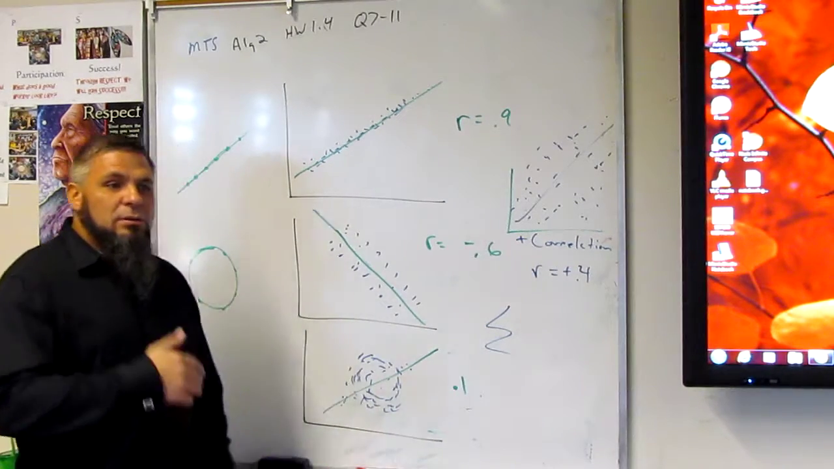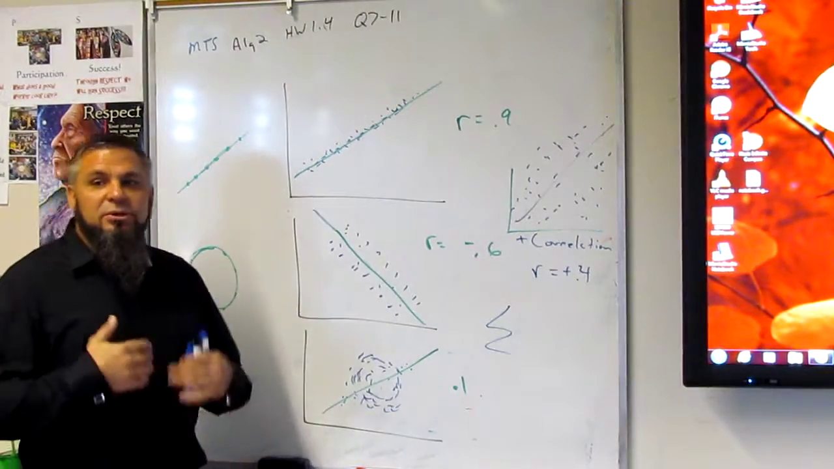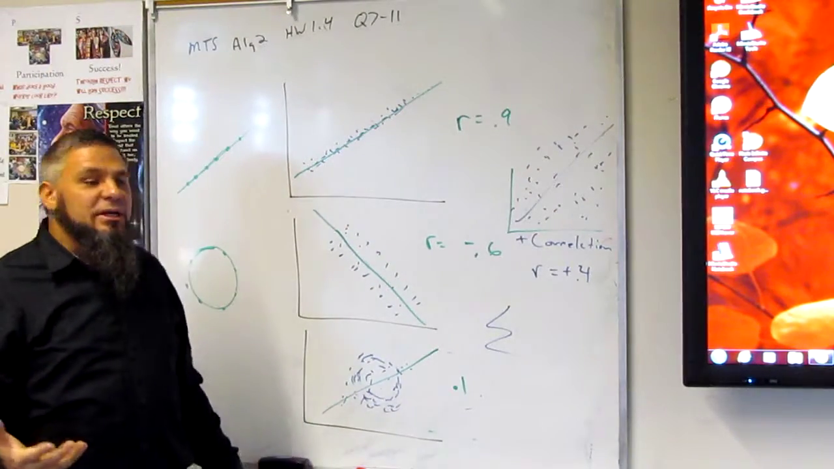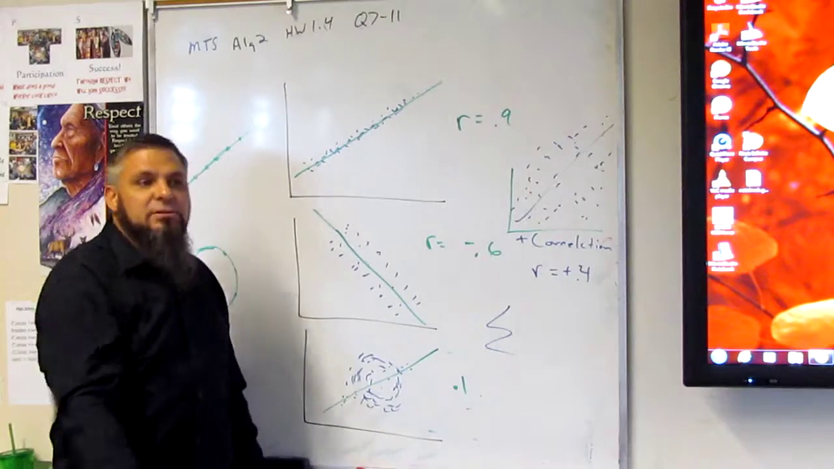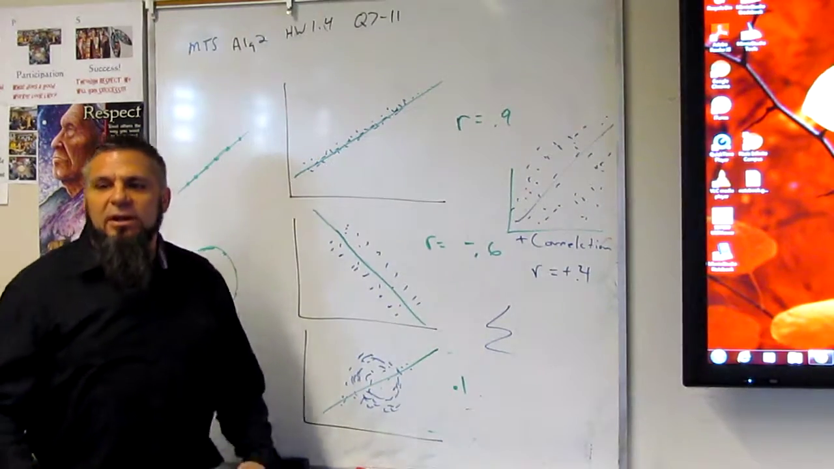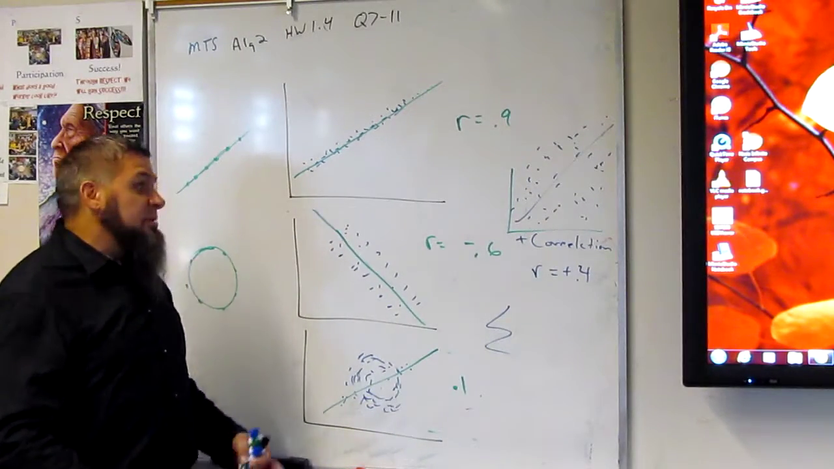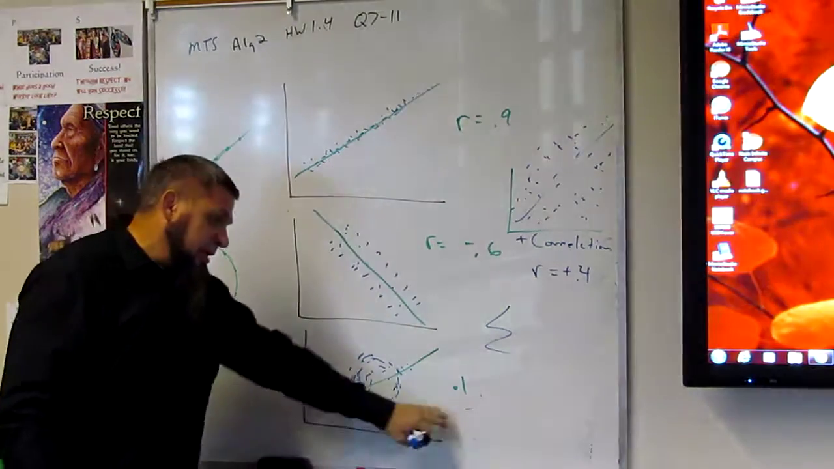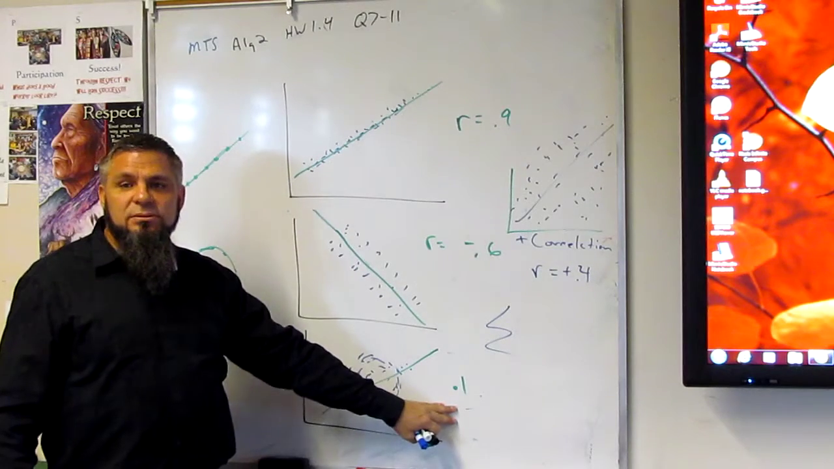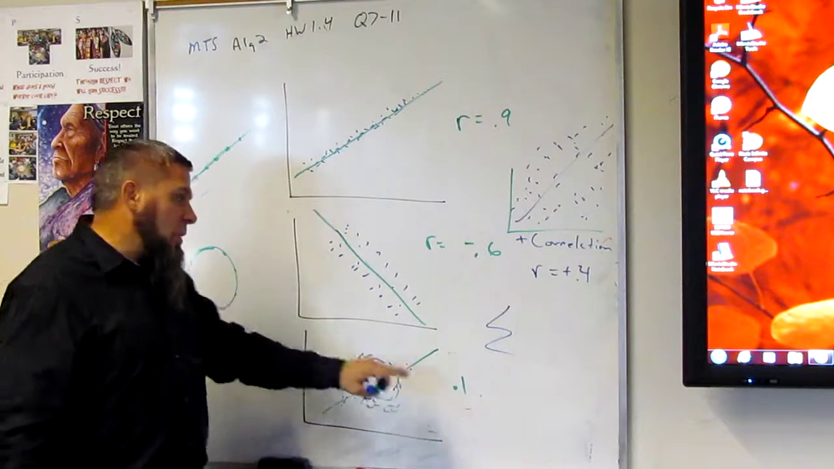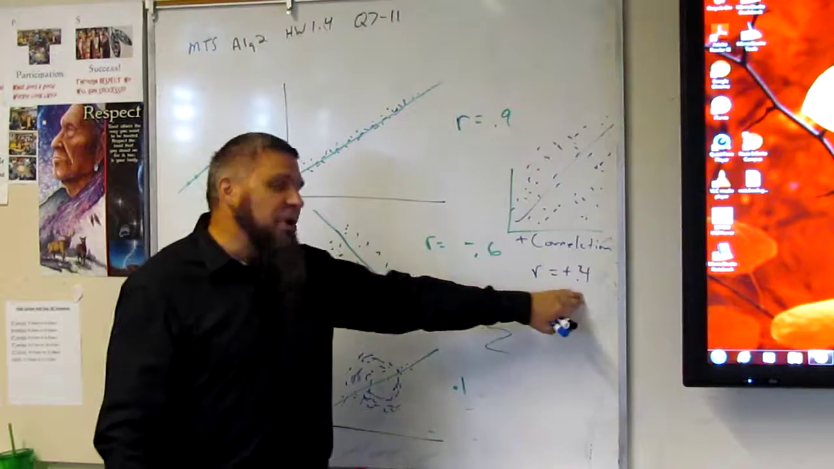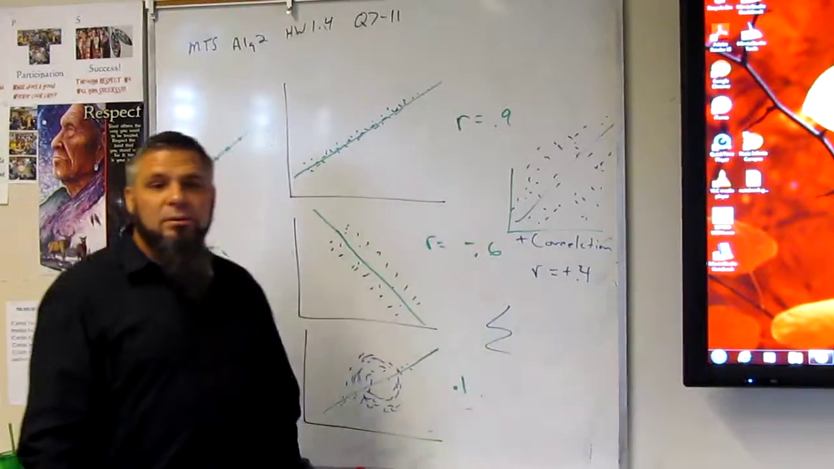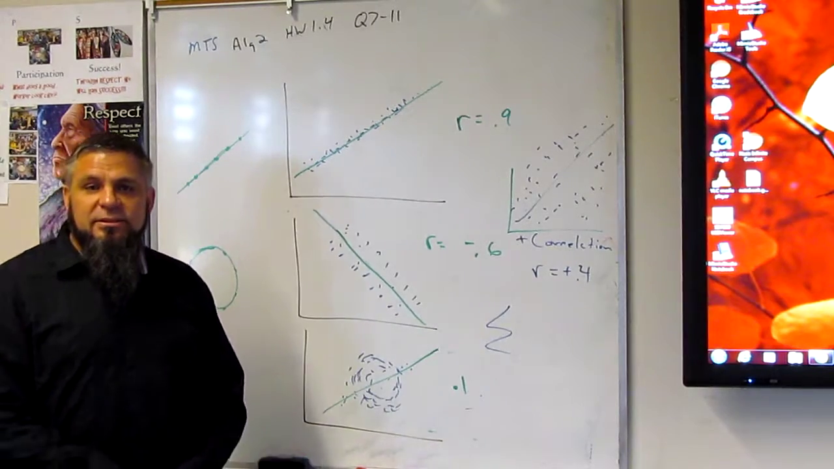So, you have to plot the scatter plot. You have to tell me what the correlation is, so is it positive or negative? And you have to be able to tell me how close it is to a line. Is it very close to a line, 0.9? Or is it very far from the line, 0.1? Or is it pretty close or pretty far, negative 0.6, 0.4? And that's what we're doing today.